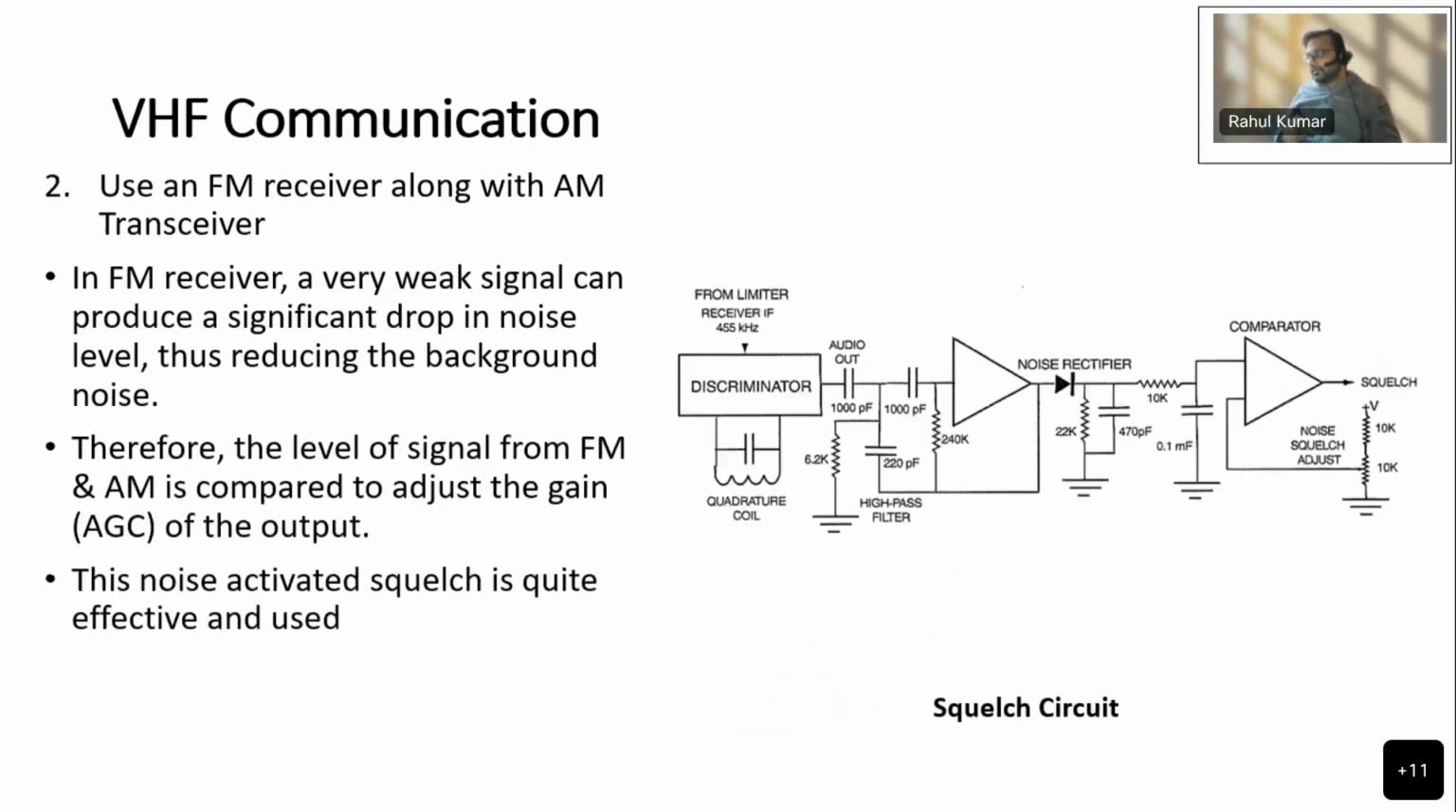Now in the second method, an FM receiver is used along with your AM receiver. Okay, so in an FM receiver, the noise level drops significantly even for a very weak signal, right? So even if your FM receiver is receiving a very weak signal, the background noise will drop significantly.